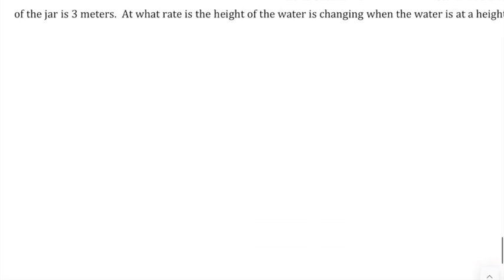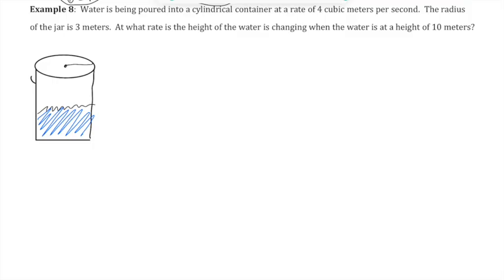Last question, 8. So this is just one question. Water is being poured into a cylindrical container at a rate of 4 cubic meters per second. The radius of the jar is 3 meters. At what rate is the height of the water changing when the water is at a height of 10 meters? So let's draw a picture. So there's my picture. We do know that the radius is 3. And we are looking for the height of the water, the height. So this is our variable here.